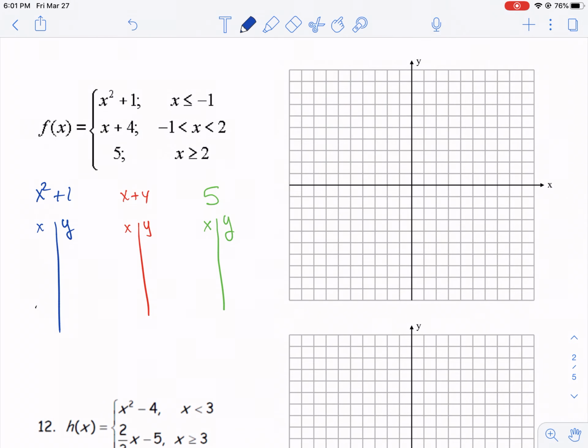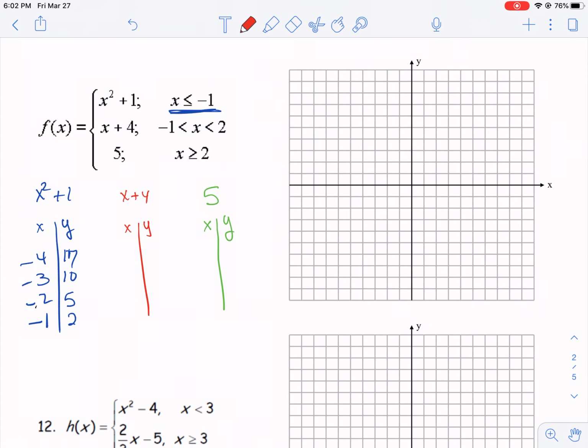Alright, so if we go and get a table for x squared plus 1. And it says we want values of x less than or equal to negative 1. So I want negative 1 and lower. Alright, so I'm going to do negative 1. We get 2, a 5, a 10, and a 17. Now I'm obviously not going to fit the 17 on the graph. No big deal, we still have 3 other points.